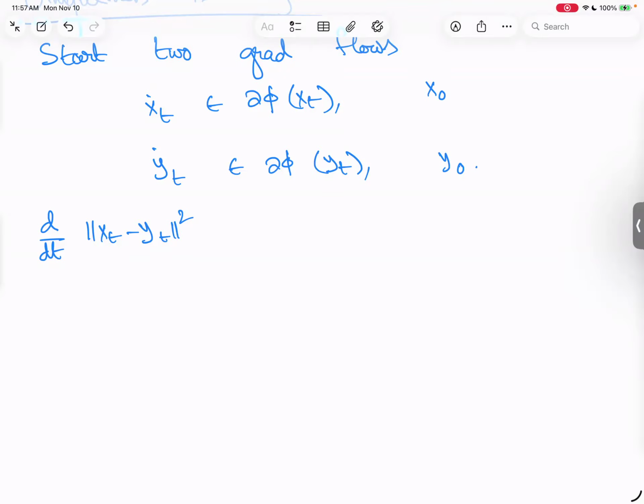So I have the norm squared of xt minus yt. If I take the time derivative of this, by chain rule, I would get 2 times the inner product of xt minus yt and the time derivative of xt minus the time derivative of yt. And so this is equal to 2 times the inner product of xt minus yt with, what is xt dot? Well, xt dot is some element. This should be minus, by the way.